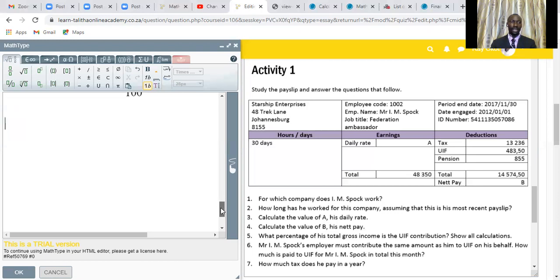Right away, this is activity 1. Now in activity 1, the first question is the name of the company that I.M. Spock works for. Now the name of this company, as we have read here, is called Starship Enterprise.